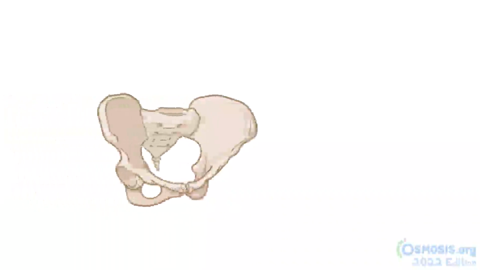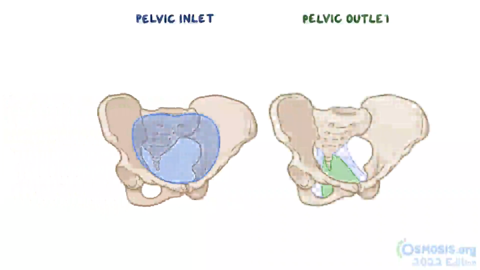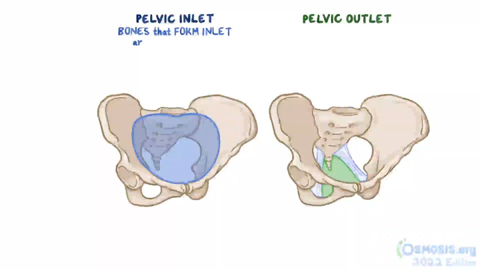And let's move on to the pelvis itself. The pelvis has a superior opening called the pelvic inlet and an inferior opening called the pelvic outlet. Both the sacrum and the hip bones participate in forming these openings. The bony edge defining the pelvic inlet is called the pelvic brim.